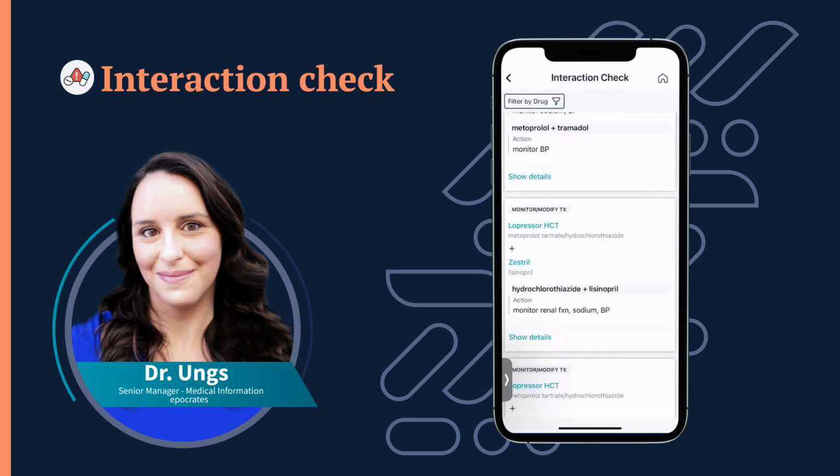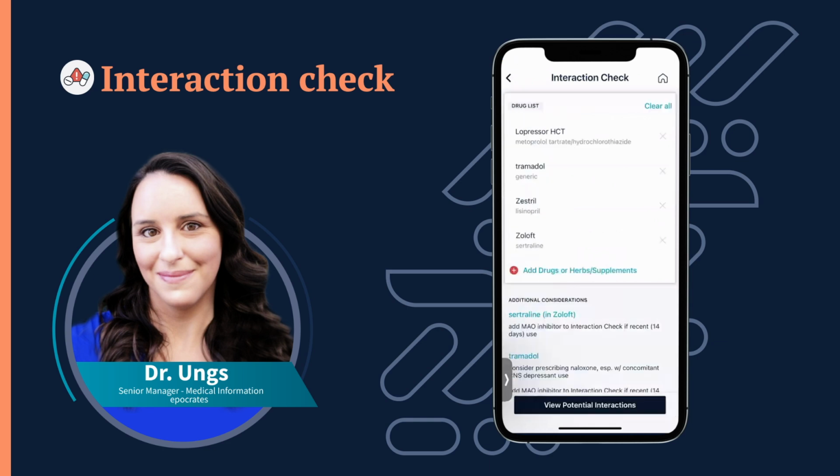At any point, if you need to make changes to the list of drugs in the interaction check tool, you can do this on the drug list screen. Tap the back arrow to return to your drug list. This is where you can remove or add another drug or over-the-counter medication.